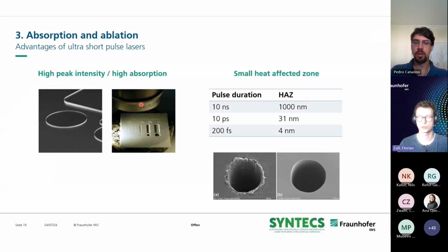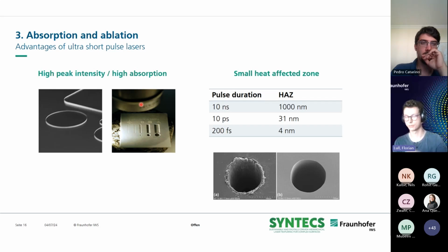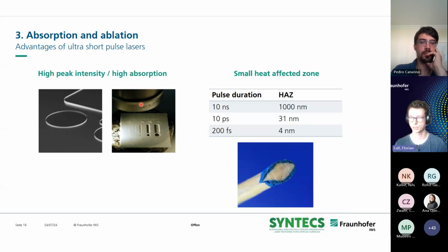The second big advantage of ultra short pulse lasers is the reduced heat input, because in the short pulse duration, the heat cannot dissipate a long way into the material. So if you look at nanosecond lasers and femtosecond laser pulses, you have almost a factor of 1,000 between the range of the heat affected zone. Therefore we can drill holes into material without the formation of burr, or we can cut materials which are very sensitive to heat input, like this match, for example.